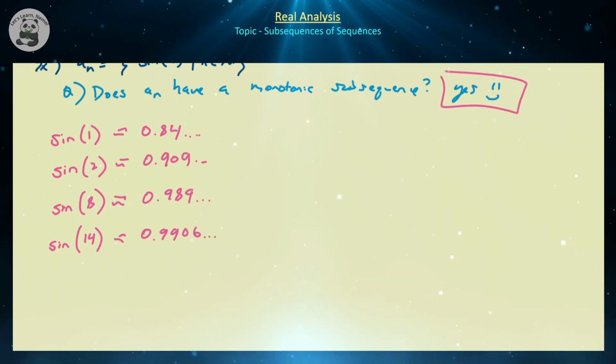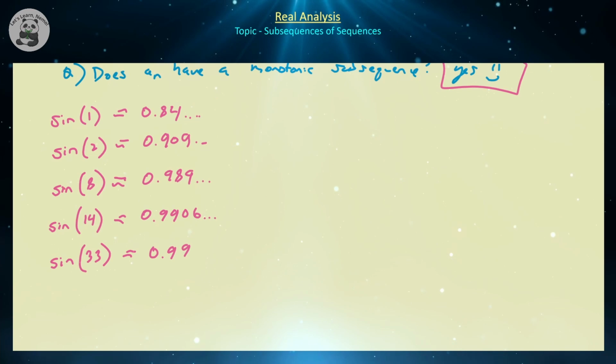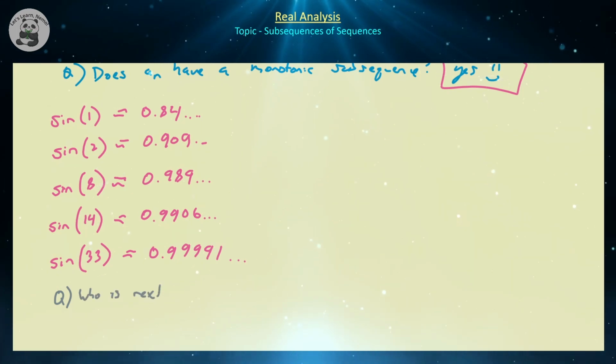And you can try 15, 16, 17, 18, 19, 20, and so on. And you will not get another value bigger than sine of 14 until you hit the sine of 33, which will be approximately equal to 0.99991, and so on. So here's a little numerical question for you. What is the next smallest natural number bigger than 33 whose sine value is larger than the sine of 33?